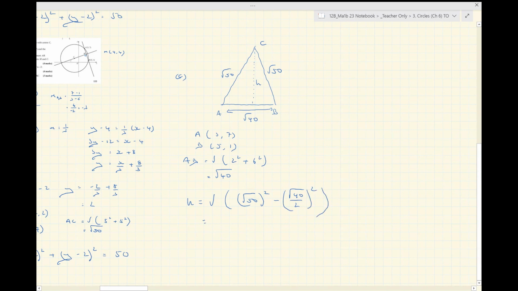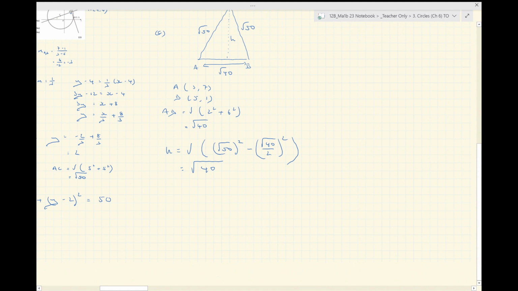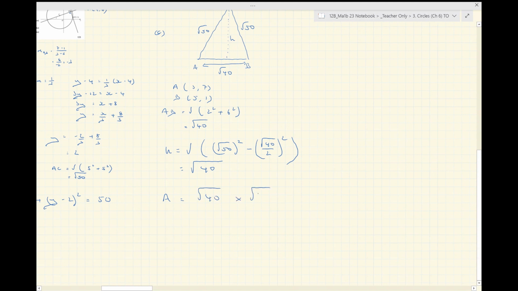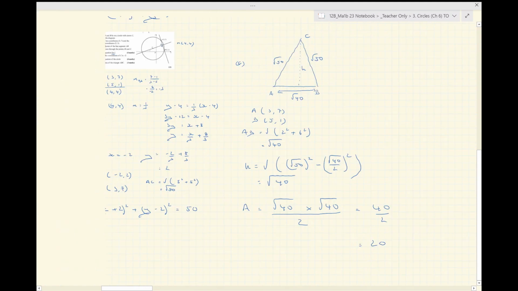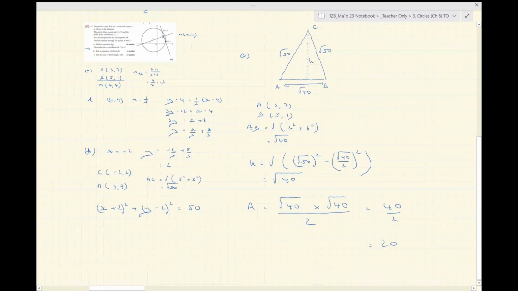Okay, now that is the square root of 40 with a bit of calculator use. So the height of my triangle is the square root of 40. So the area of the triangle is the base, root 40, times the height, root 40, over 2, which is 40 divided by 2, which is, of course, 20. And that is question 17 sorted.